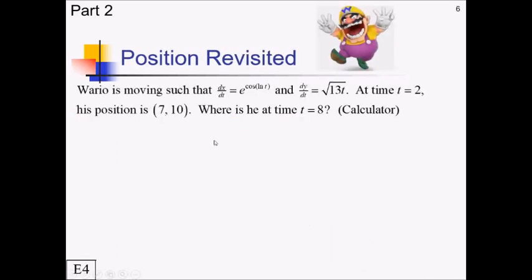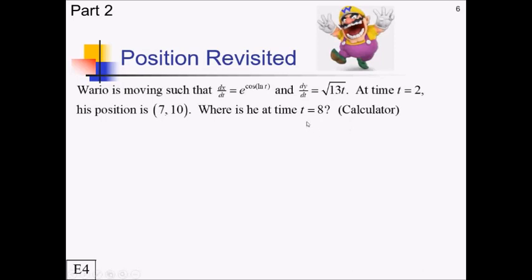For this next one, we have Wario moving such that his dx over dt is given by this e to the cosine of ln expression. And here's his y prime right here, square root of 13t. At time 2, his position is (7, 10). We want to know where he is at time 8, and this is a calculator question.